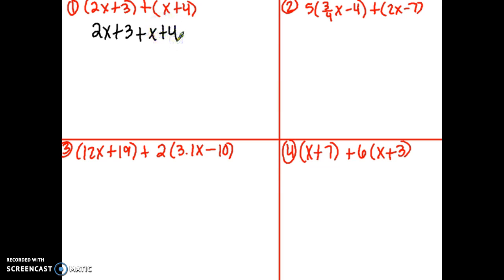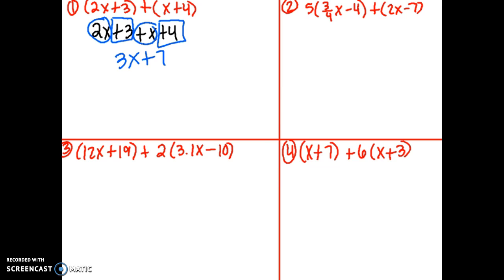plus 4. Once you have rewritten your expression without parentheses, then it's the same thing as combining like terms, which is the first thing that we learned in this unit. I have a 2x plus x, which is 3x, and then I have a positive 3 plus 4, which is 7. So my answer to number 1 is 3x plus 7.